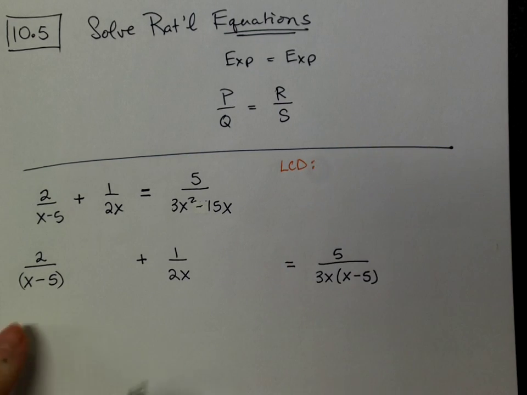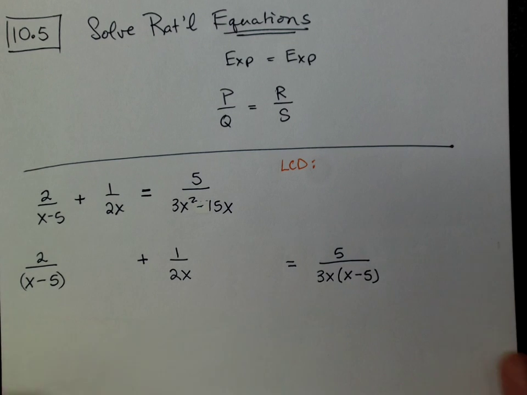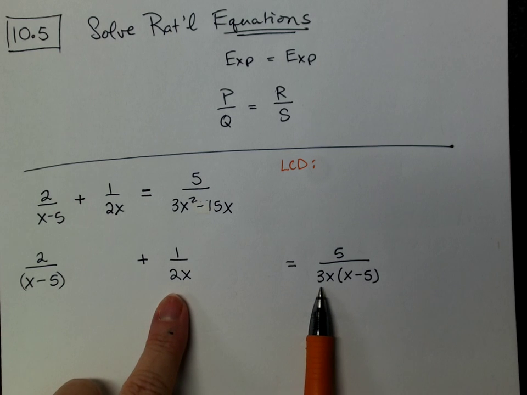And when you've done this step, your LCD is right before your eyes. Okay? You write down every factor you see. Now, first look for things outside the binomials. Got 2x and 3x, right?